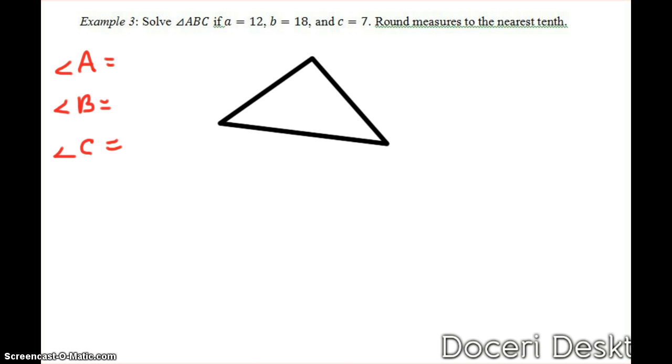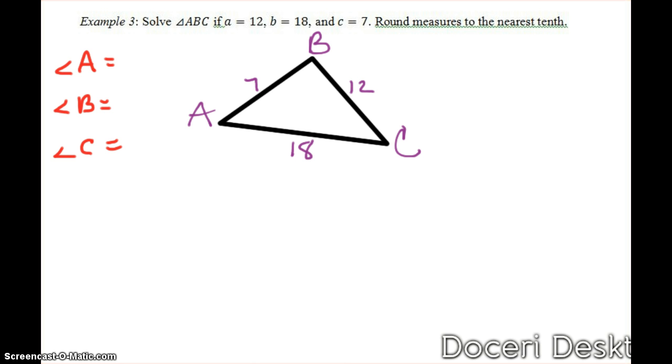And this will be triangle A, B, C, and the sides opposite are given. The side opposite angle A is 12, the side opposite angle B is 18, and the side opposite angle C is 7. So this time we have a side-side-side triangle. We don't have the angle itself.